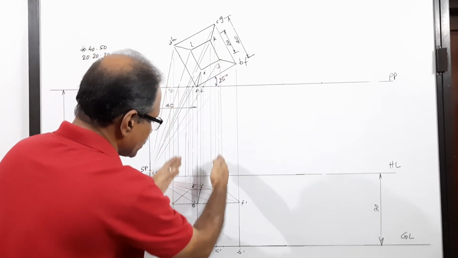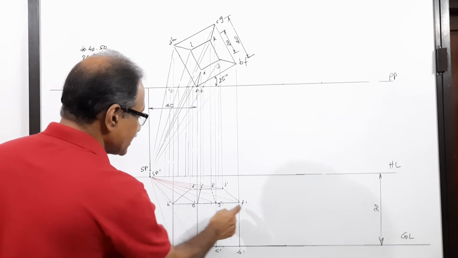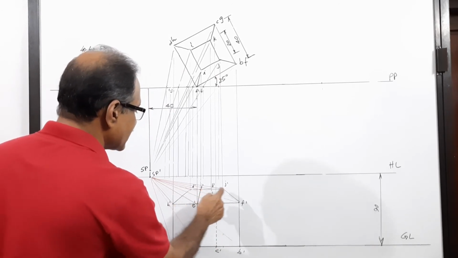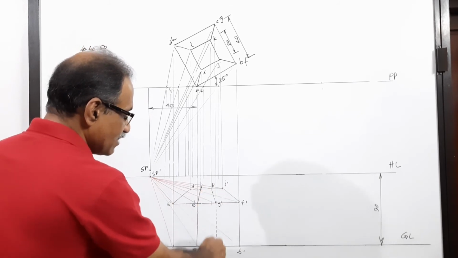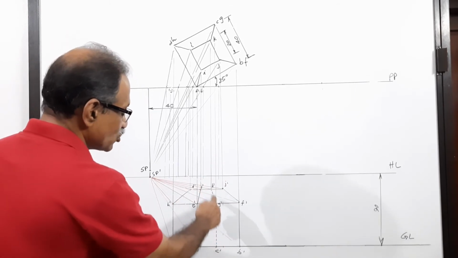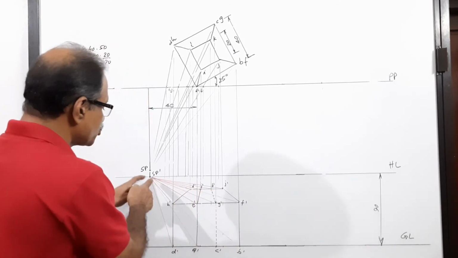Dropping projectors direct, A dash, B dash, C dash, D dash, E dash, F dash, G dash, H dash, I dash, J dash, K dash, L dash. That's the elevation. Even the invisible edge I have marked as dotted. Join 4 plus 4 plus 4, 12 points, to SP dash.